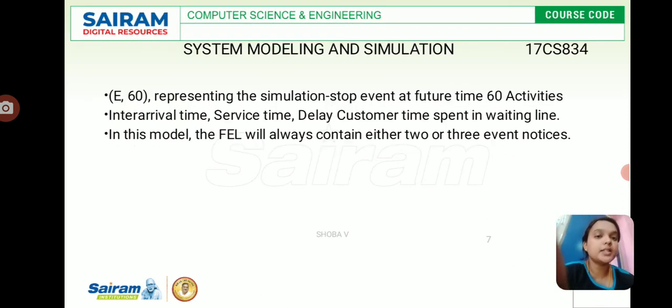Next is E comma 60, representing the simulation stop event at future time 60. Once the activities are finished, if we give E comma 60, then the events will automatically be stopped based on the future event list. Next are inter-arrival time, service time, delay, and customer time spent in the waiting line. In this model, the FEL will always contain either 2 or 3 event notices. Depending upon the future event list, we can identify the events, and based on that we can generate future events if necessary.